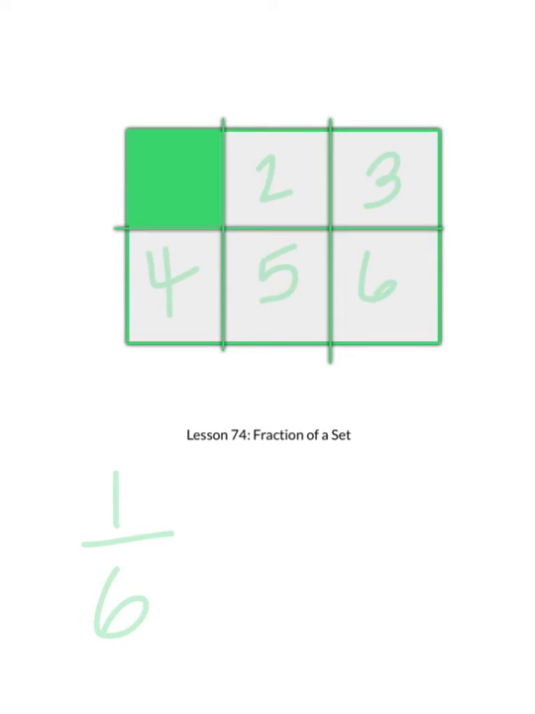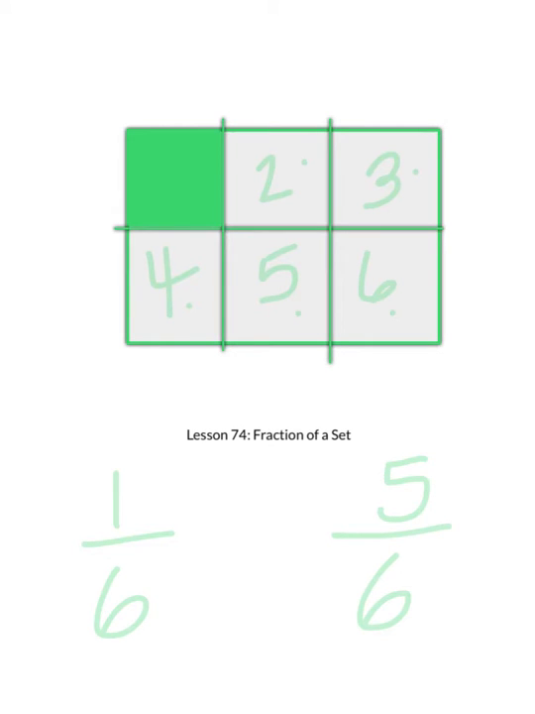Now I'm going to use the same shape with the same number of boxes shaded, and I'm going to ask you, what fraction of this rectangle is not shaded? It is 5/6. 1, 2, 3, 4, 5 of the 6 total squares are not shaded.